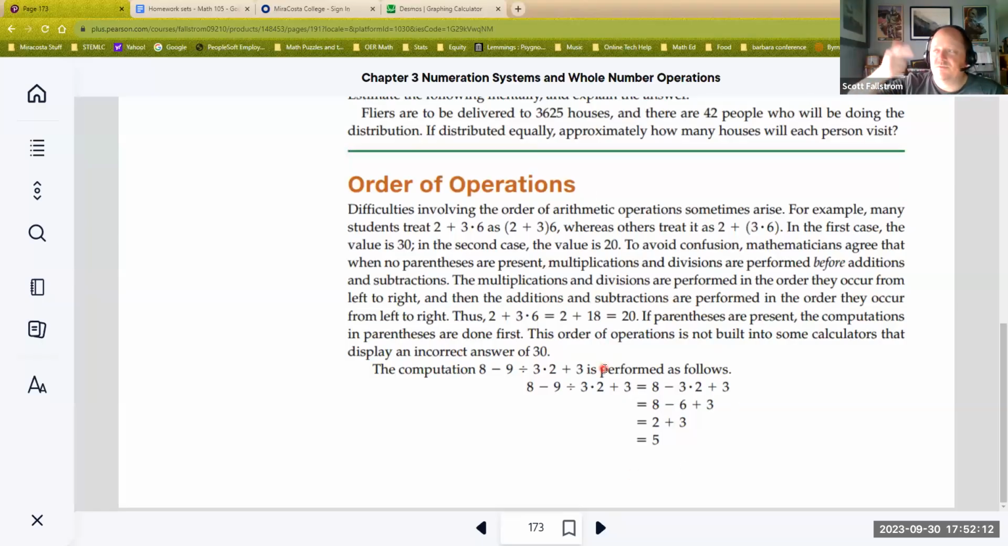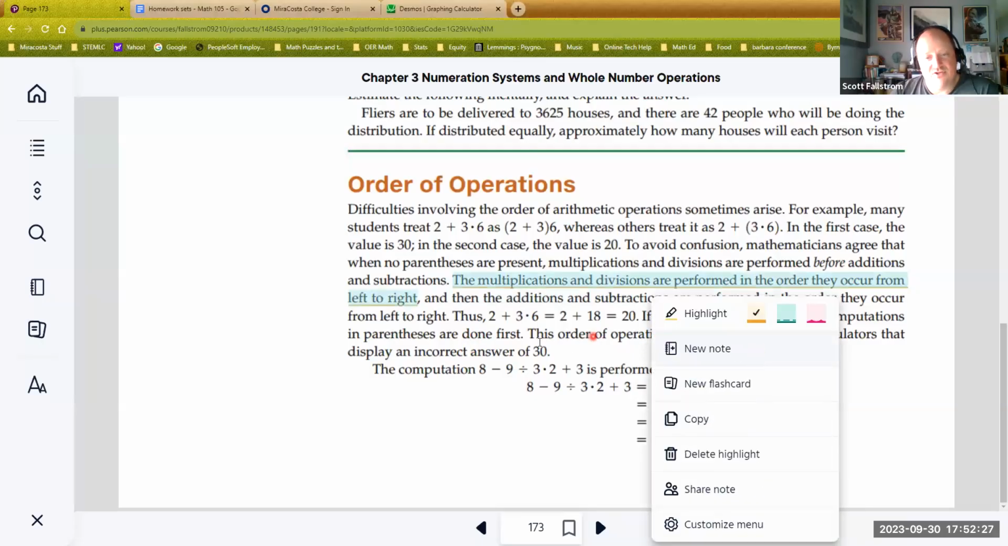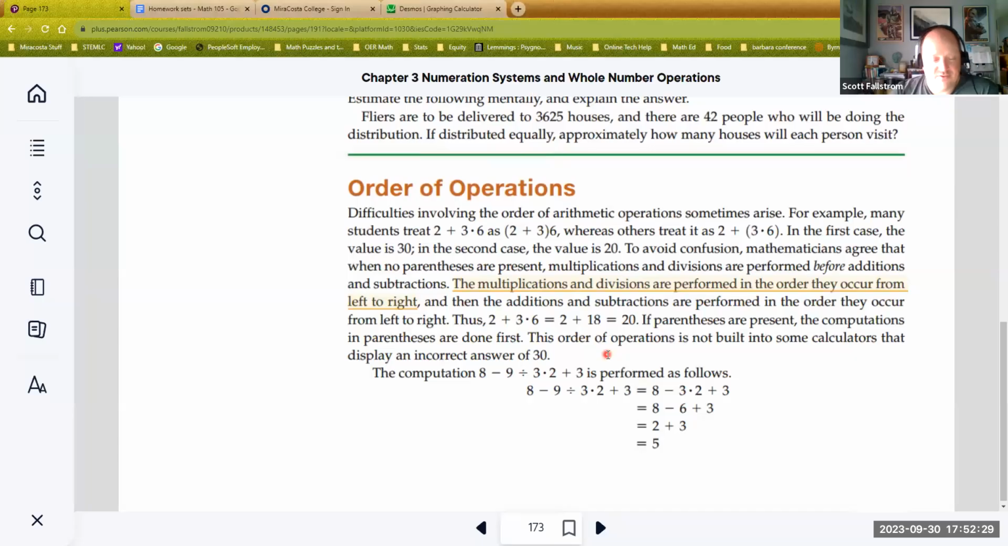We've gotten through addition, subtraction, multiplication, and division. And what we do is multiplication and divisions are performed before additions and subtraction. And you might want to highlight this. They are performed in the order they occur from left to right. This may or may not be what your teacher told you in a previous course.